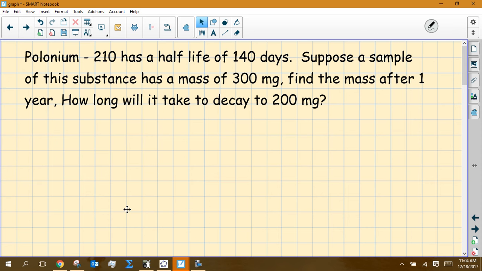I got another question here. It says polonium-210 has a half-life of 140 days. Suppose a sample of the substance has a mass of 300 milligrams. Find the mass after 1 year. How long will it take to decay to 200 milligrams?